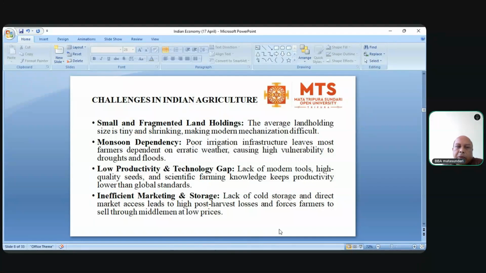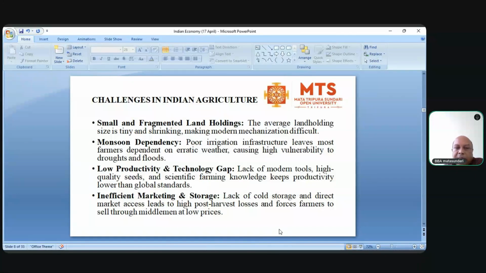Monsoon dependency. In India, still there is no permanent source of water for cultivation purpose. In many areas, farmers still depend on rainfall for cultivation purpose, and currently rainfall is more uncertain due to climate change. And many times, farmers cannot cultivate more times in same land due to lack of water.